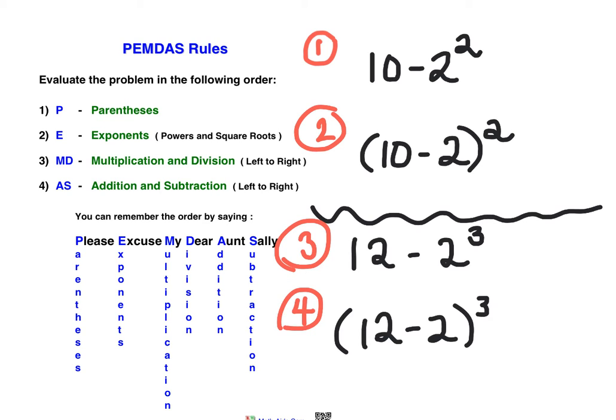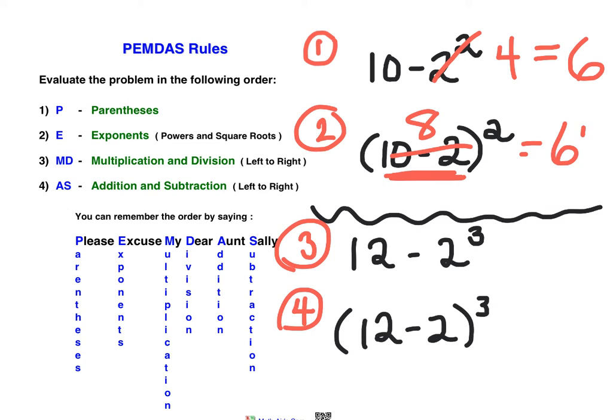So because of PEMDAS, in problem number 1, there are no parentheses, so we must take care of the exponents first. 2 to the second power equals 4, so then the problem is 10 minus 4, and the answer is 6. The problem just below it, however, has the 10 minus 2 in parentheses, so we take care of that work. 10 minus 2 is 8. And now we go to exponents next. 8 to the second power is 8 times 8, which is 64. So you can see how different those answers can be.